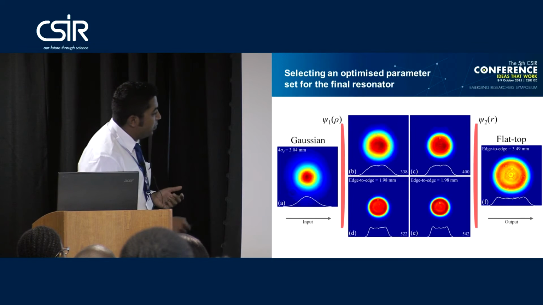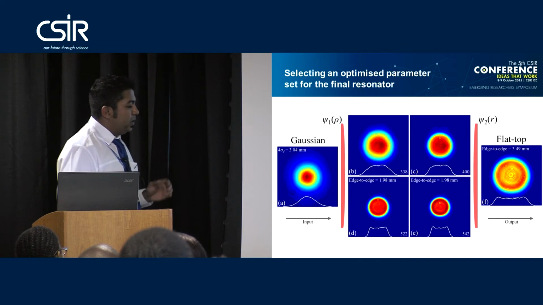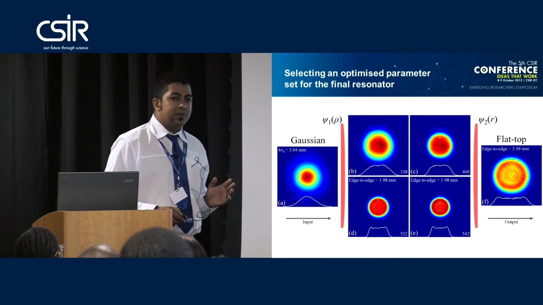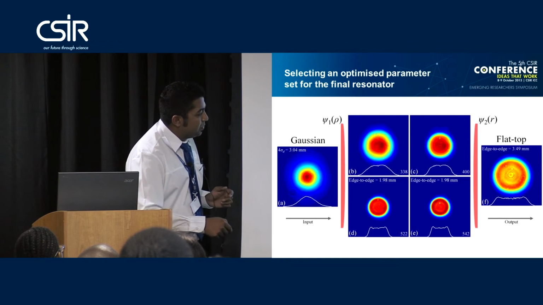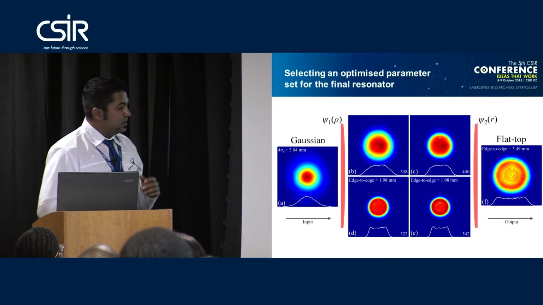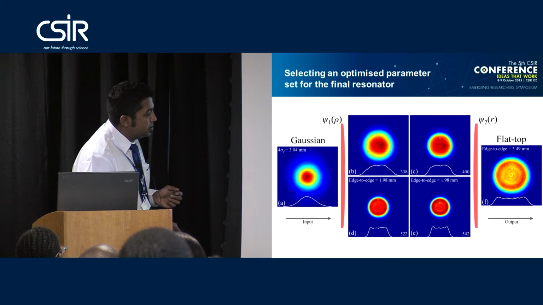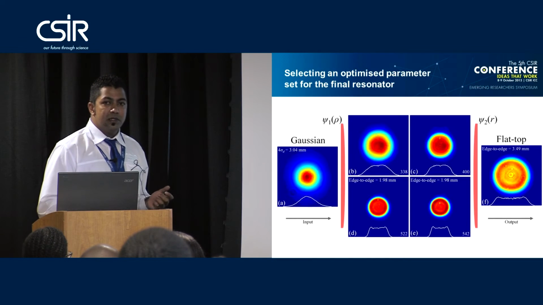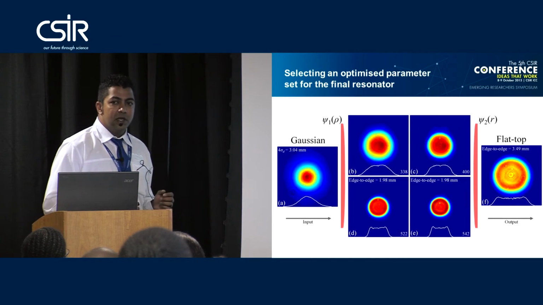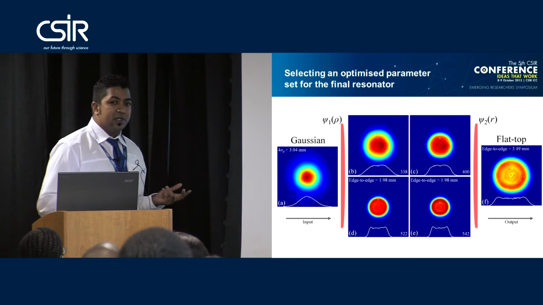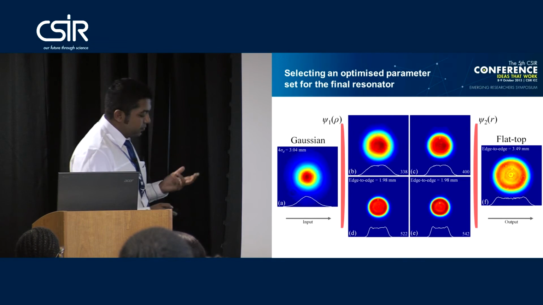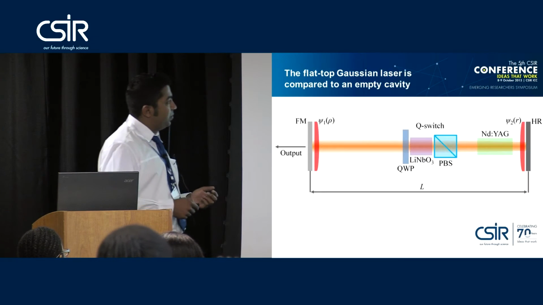But our design was meant as more of a proof of concept type of test. So we didn't want to make our flat top beam too big, because we could encounter a lot of problems. So what we've chosen here is a flat top edge-to-edge diameter of 2 millimeters, and we had a crystal of 4 millimeters. So we're only expecting 50% energy extraction. But in terms of proof of principle, it seems to work quite well.